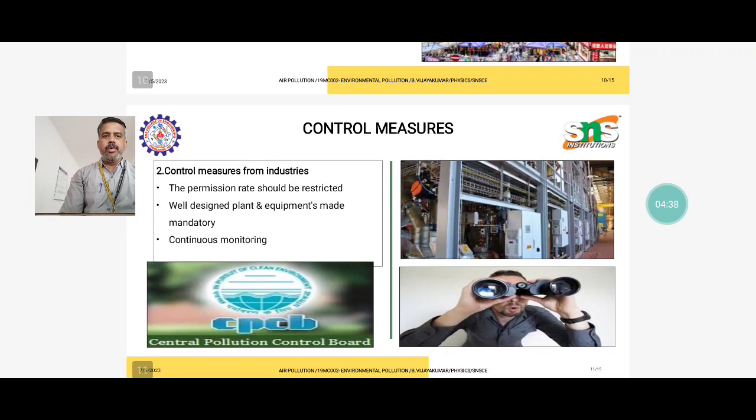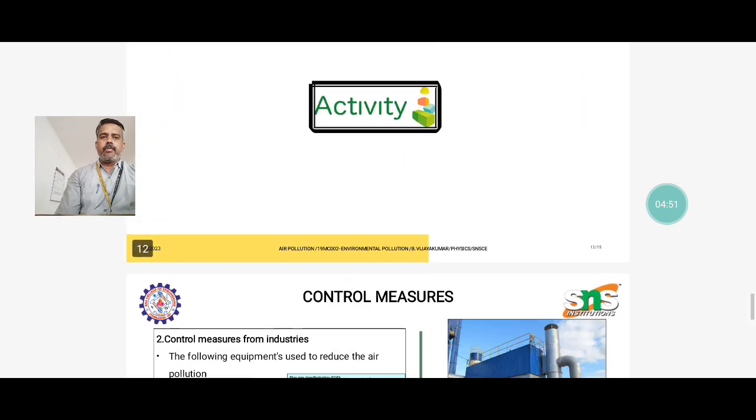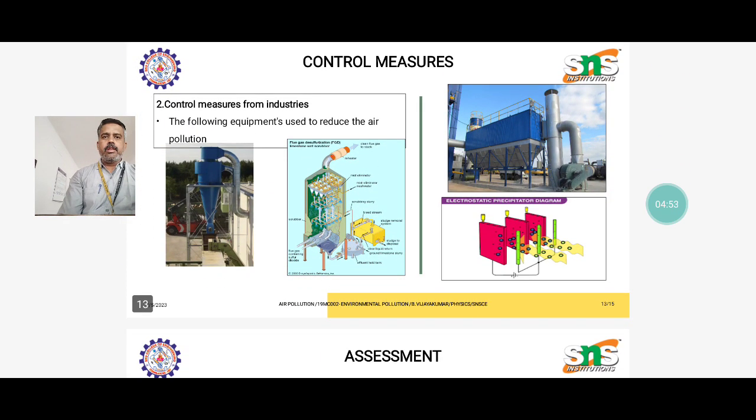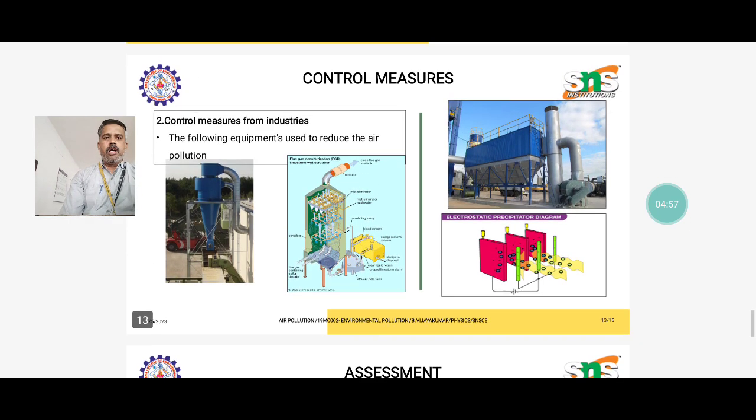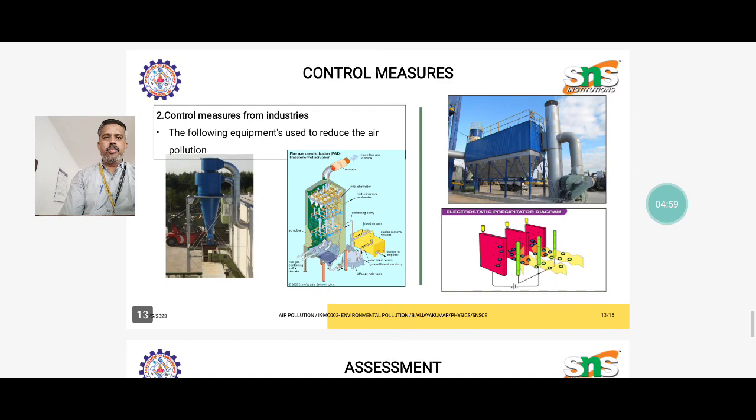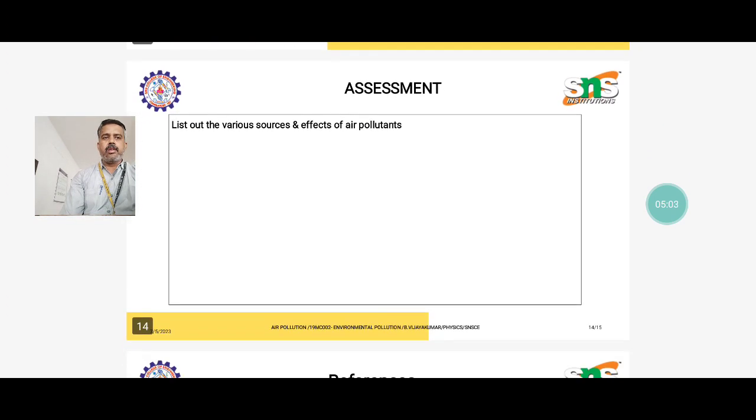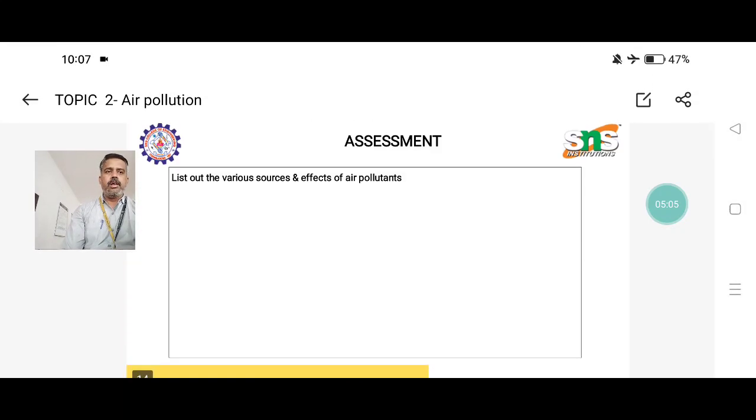Then control measures come next. Not only should control be formed, it should also be maintained through monitoring. Look at this, this is a control measure. Most of the factories directly release smoke into the air, so that affects our air.